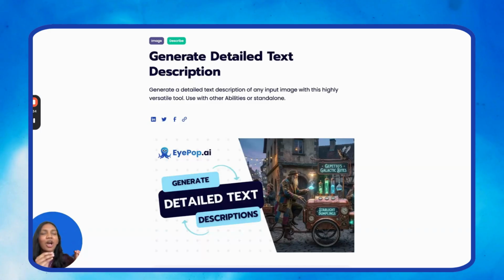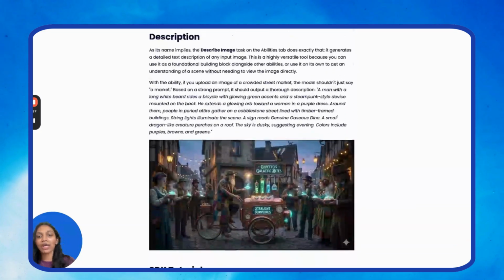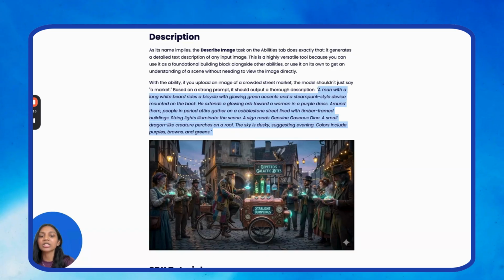But before we actually talk about the industry use cases, let me give you an example of how this ability works. We can scroll down here and look at an example image. What this describe image task on the abilities tab can do is that, given this image, it can generate as long of a description as you would like. So right here, this is around a 100-word description explaining what's going on in this image.